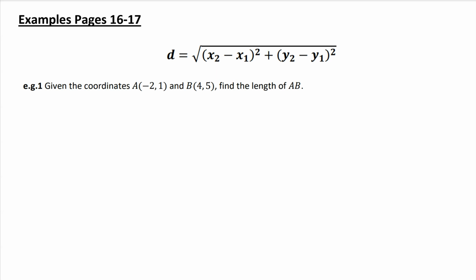Try and get into the habit of using this formula. It might sometimes be tempting just to do a sketch and just to consider the differences, but when you get onto some more of the algebraic examples, it's going to be useful using this formula.